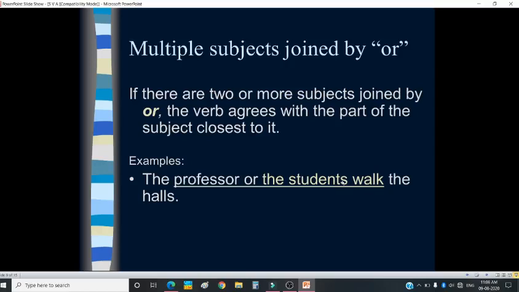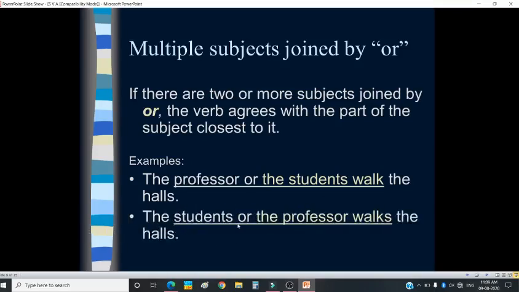Which one do we have to take into consideration? Professor or students. If it is the case of the professor, we have to use walks: the professor or the students walks the halls. Or we can say the professor or the students walk, since here it is students. So which one is correct? That is the problem.